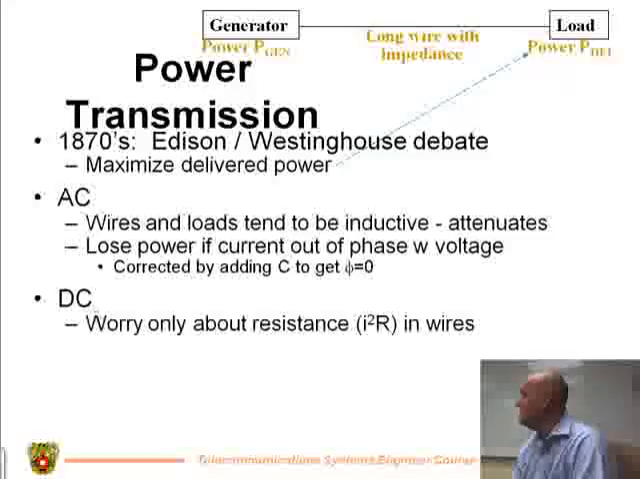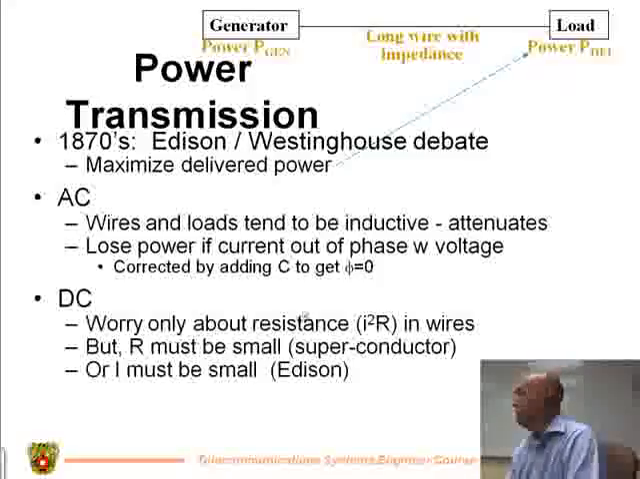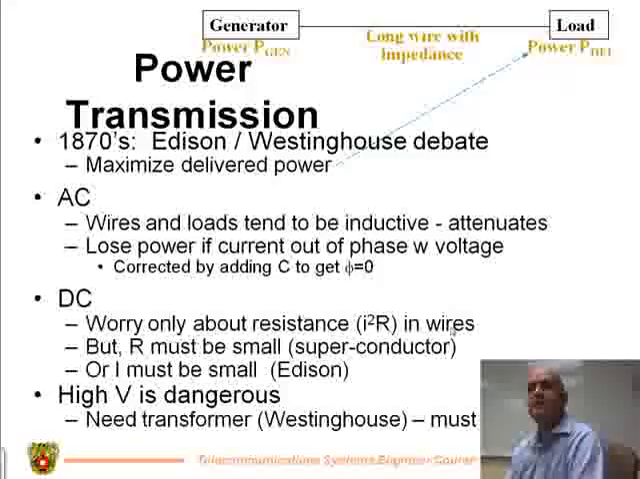So the other way is to use DC. Then we only have to worry about the resistance in the wires. So power is I squared R, so we either need to have R be really small, which means superconductors, and apparently there weren't many around during the Edison-Westinghouse debate, or we've got to have I be small, which is what Edison said. So Edison says that I needs to be small. So how do you make I small? Yeah, you have a high voltage but high resistance, and then your I is going to be small.